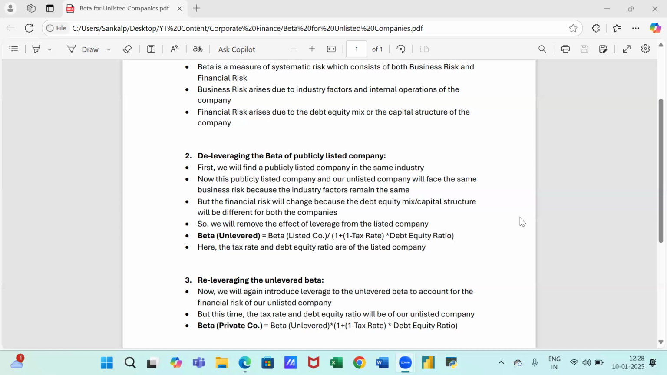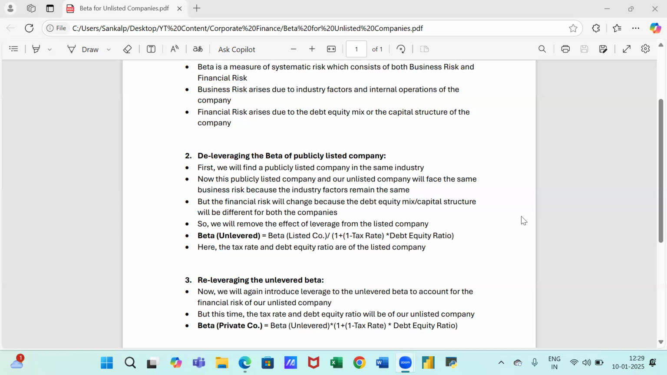So first we'll find out the unlevered beta of the publicly listed company. In order to find out the unlevered beta, we have the equation here. Beta unlevered is equal to the beta of the listed company divided by 1 plus (1 minus tax rate) into debt equity ratio. Using this equation, we'll find out the unlevered beta of the listed company. I mean, basically remove the effect of leverage from the beta of the publicly listed company. Here, the tax rate and the debt equity ratio that have been used are of the listed company. Okay. So first, we'll remove the effect of leverage.